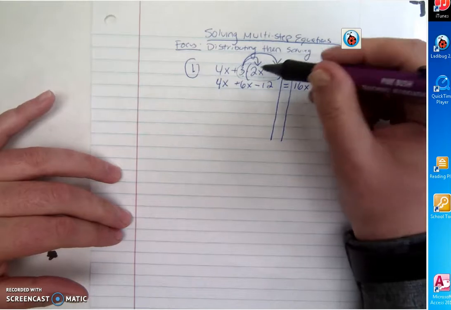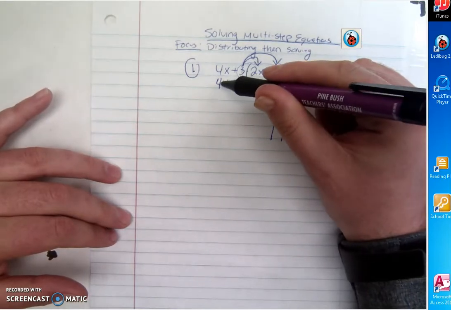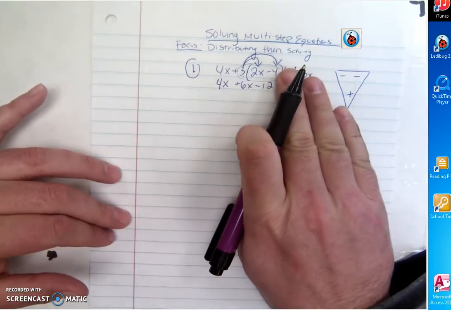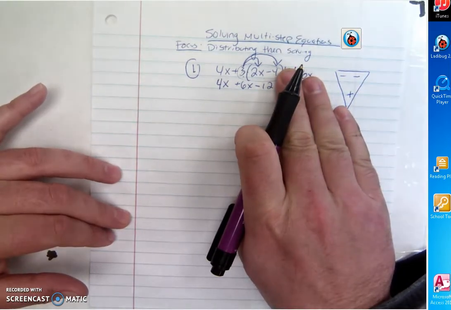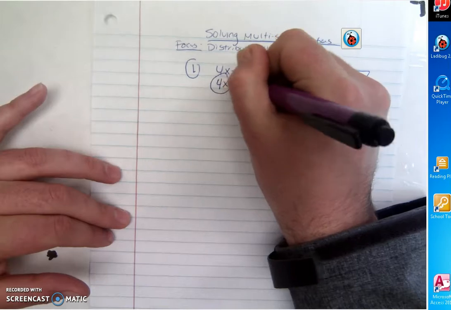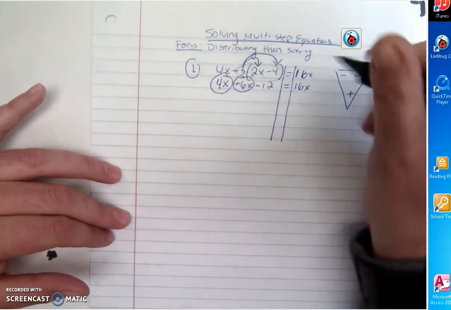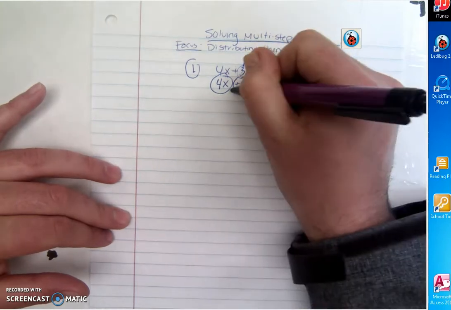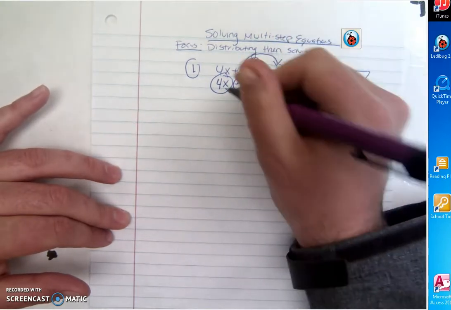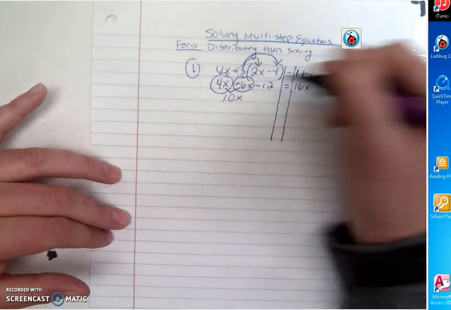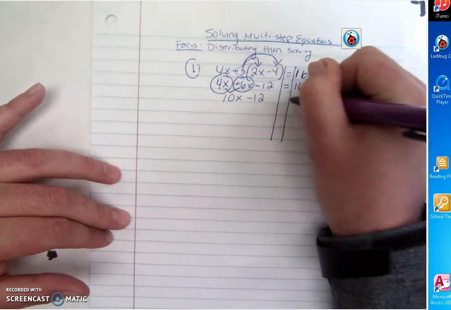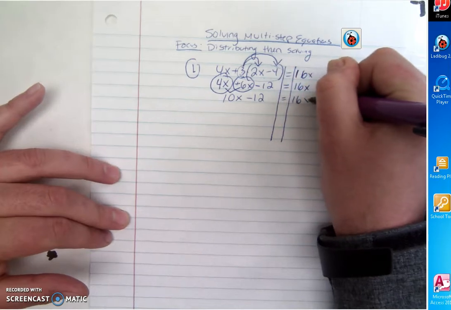So after we distributed, now let's look, can we combine or blend any like terms on the left side? Here we see we have 4x's and another 6x's on the left. So remember, if they're on the same side, I can just blend them or combine them to get 10x's. Let's rewrite or bring down everything else.